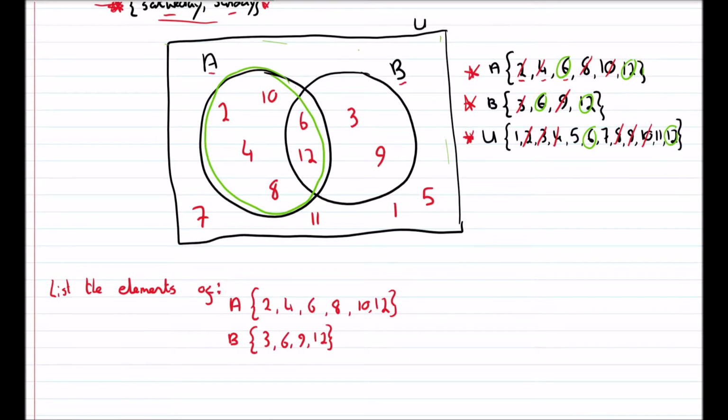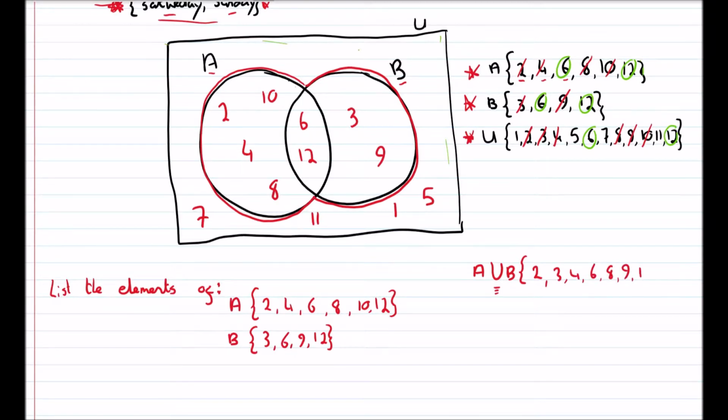Right, let's go on to some more complex ones. We could be asked to list the elements of A union B. Now A union B is all the elements of A and all the elements of B. So anything in A and anything in B. So that would be 2, 3, 4, 6, 8, 9, and 12.